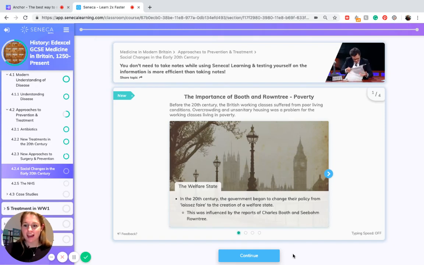Everyone, this is Libby, and I'm going to be looking at social changes in the early 20th century. The importance of Booth and Rowntree and poverty.